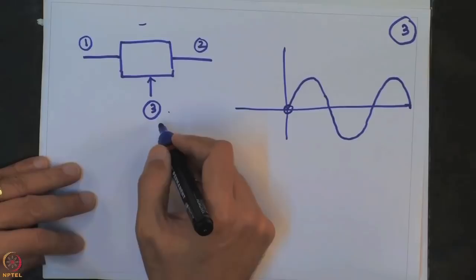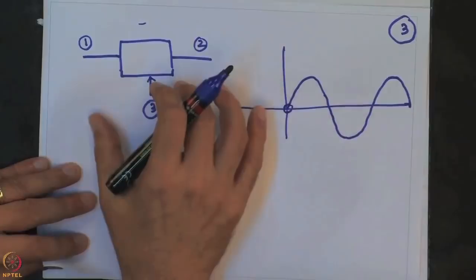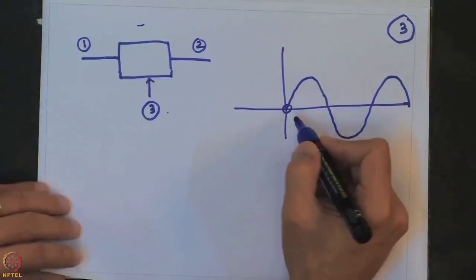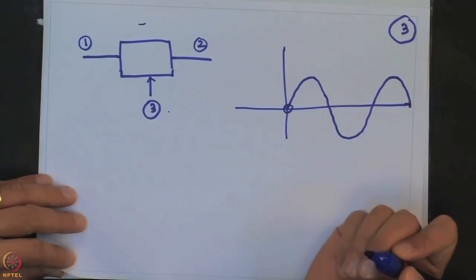So what will happen if, instead of the diodes, I have used this device, but I have not applied any control signal to terminal 3? My circuit would keep waiting for a control signal to appear across 3. Now, let's say we apply it at this point.